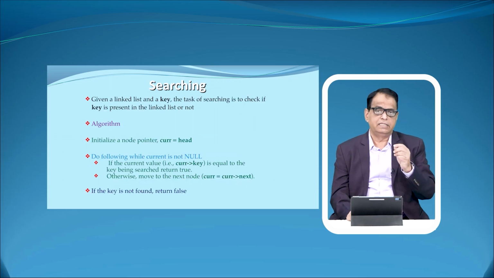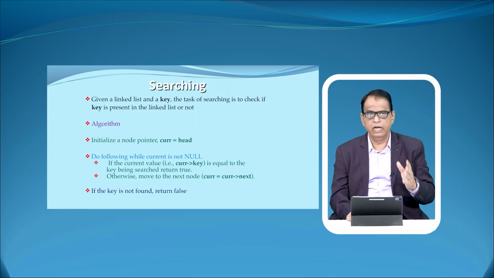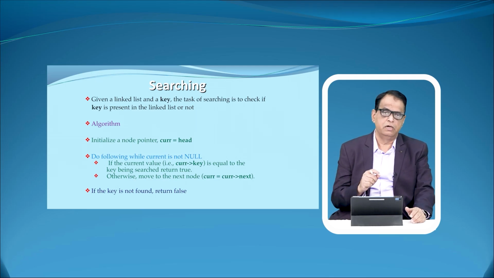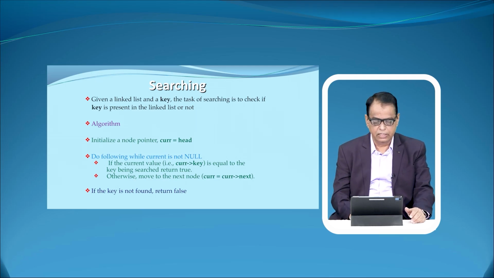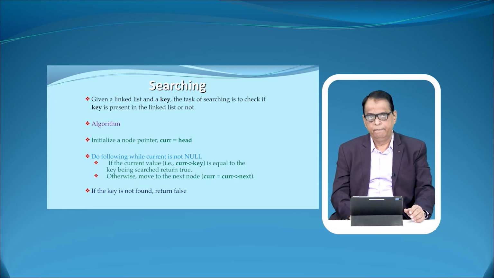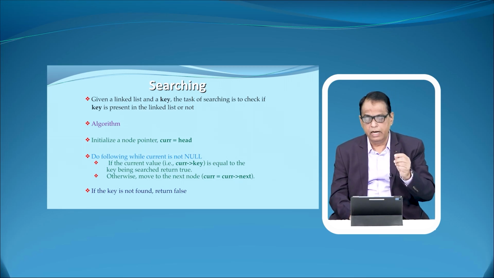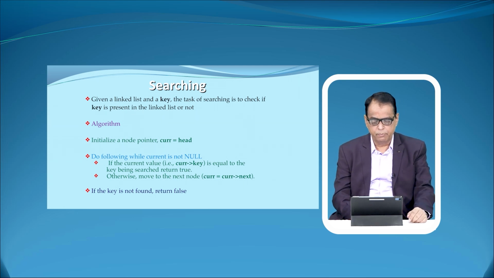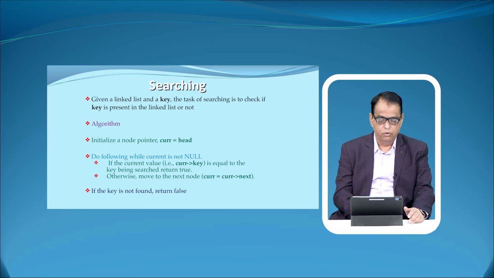Now, as I said, whenever we have been given a linked list, it is frequently needed that we want to search for a particular element in the linked list. If we want to search for a particular element, we must know the value of the search element. Suppose the search element is called the key element, and now we can search whether the key is present in the linked list or not.